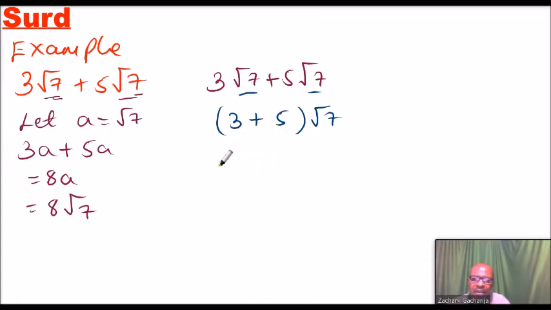3 plus 5 will give you 8, and therefore we get 8 root 7, which is the same as what we have obtained there. So that is how you simplify. You add two surds. Another example we can say is what about when we say 4 root 3 minus 3 root 2.